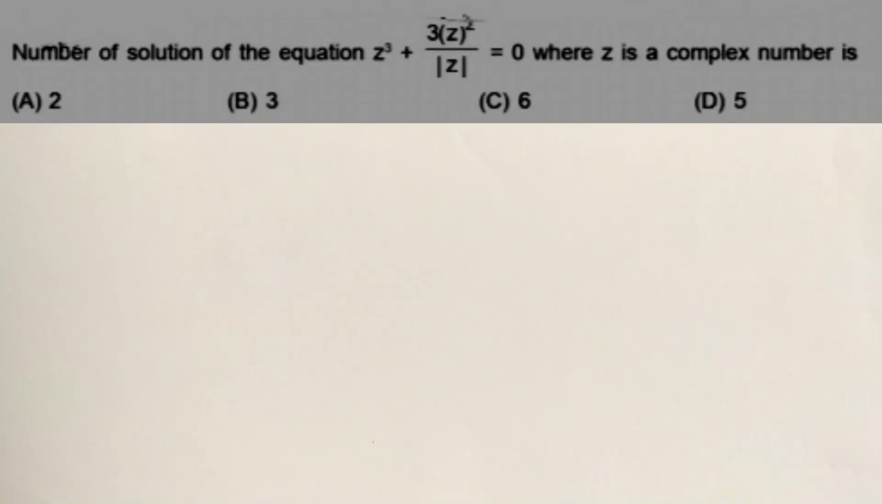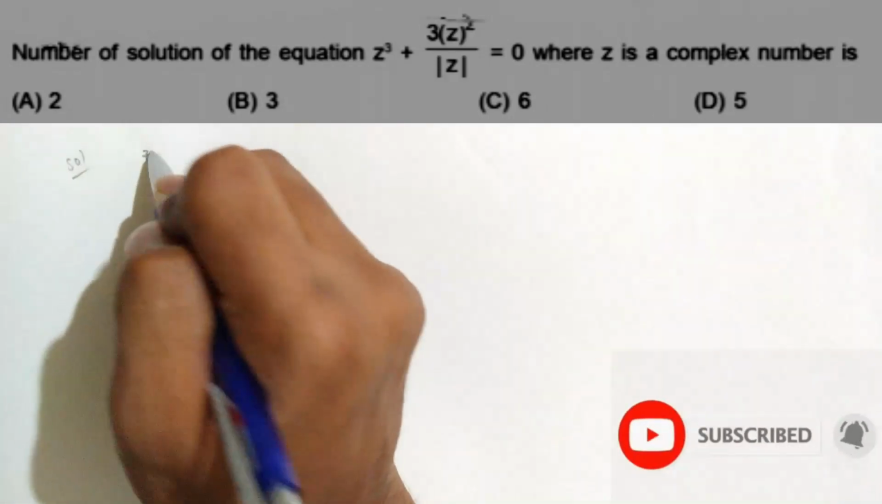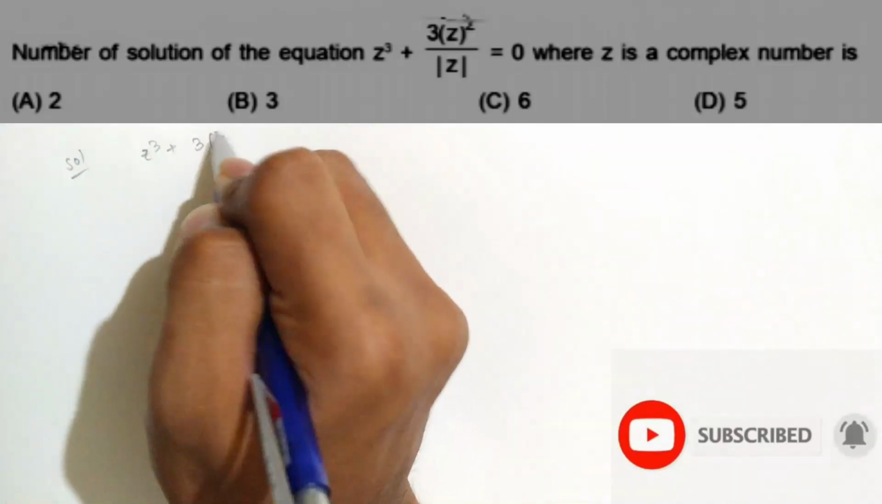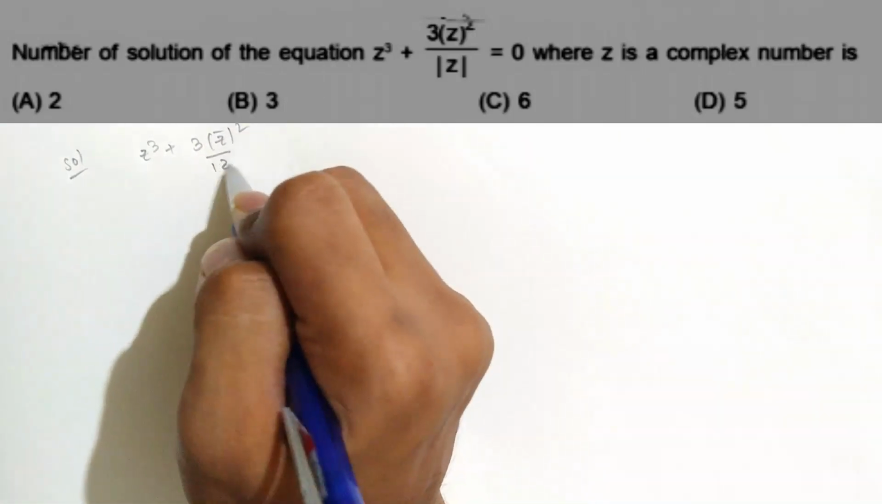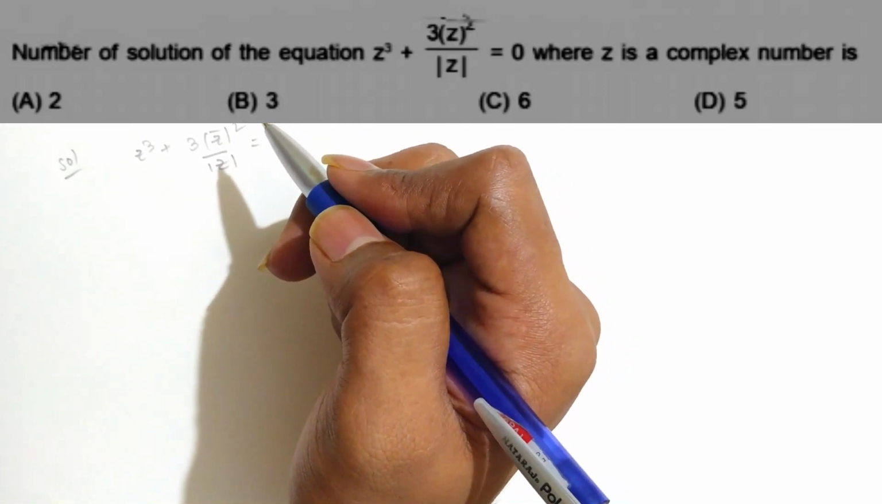Today, let us see a few best questions that are taken from Cengage from complex numbers. Our first question is the number of solutions of the equation z cube plus 3z bar square divided by mod z equals 0. Now, let us see the solution.